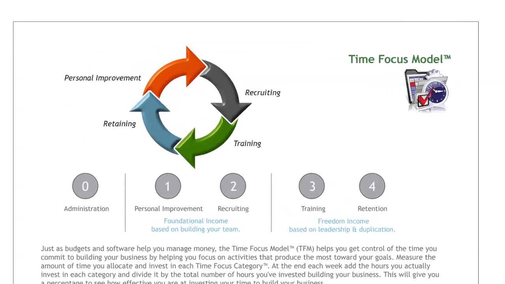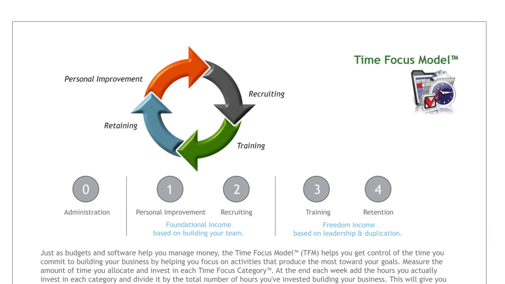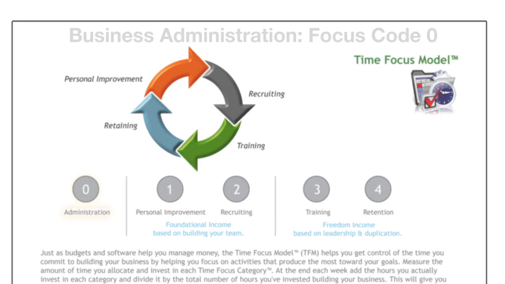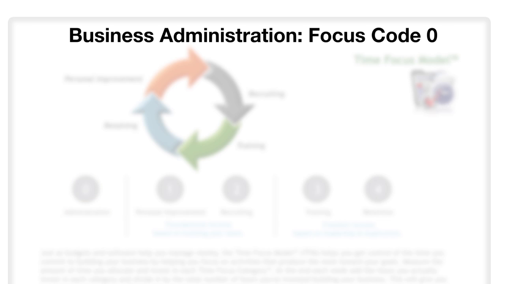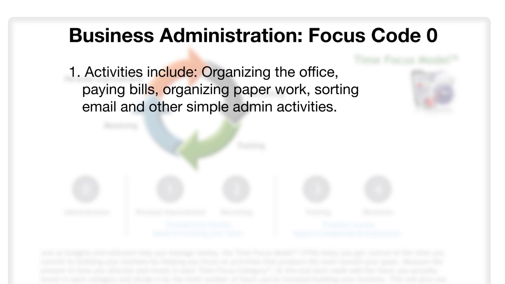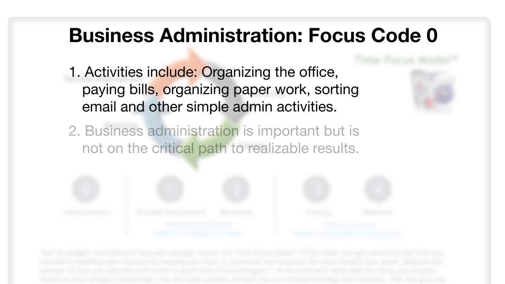This process begins with identifying how much time you invest in different types of business-related activity. In this model, each type of activity has a code associated with it. The codes range in number from 0 to 5. Business administration is TimeFocus code 0. Administration activities are things like organizing your office, paying bills, organizing paperwork, sorting email, and other simple administrative activities. These kinds of activities might be important, but they are not on the critical path to producing realizable results, and hence administration gets the TimeFocus code of 0.